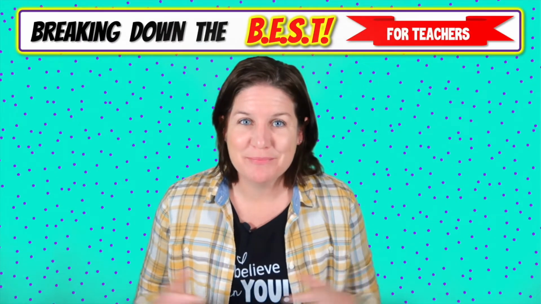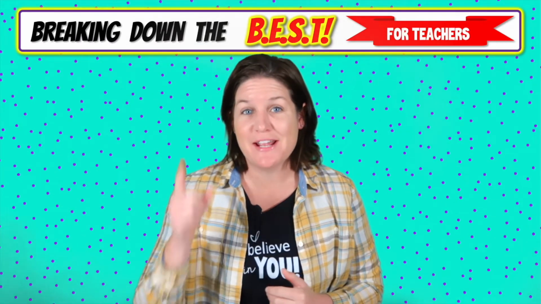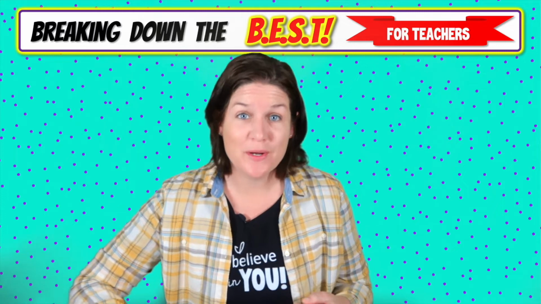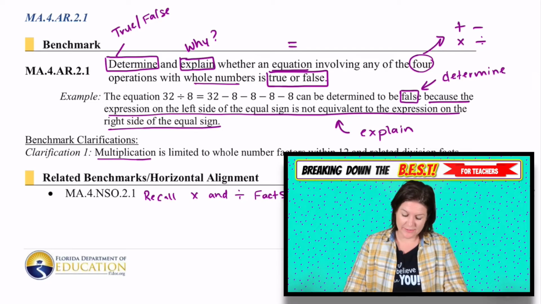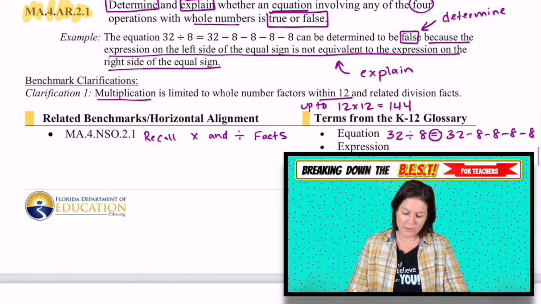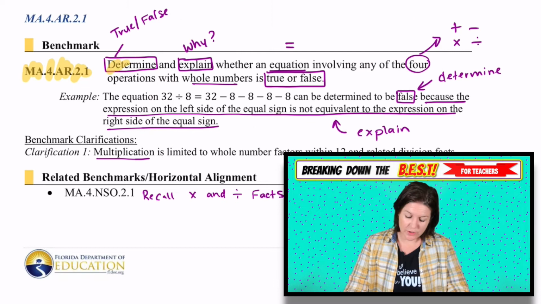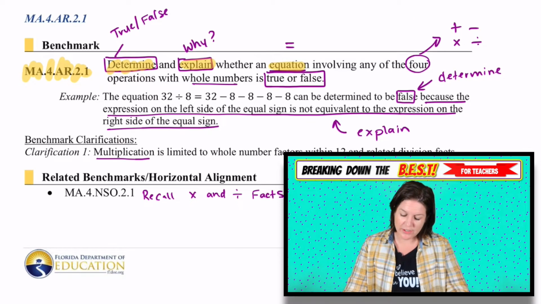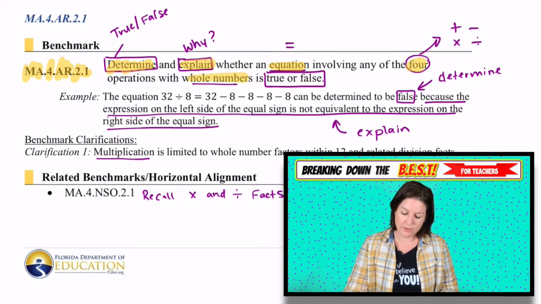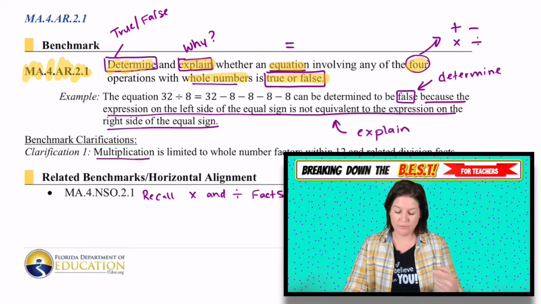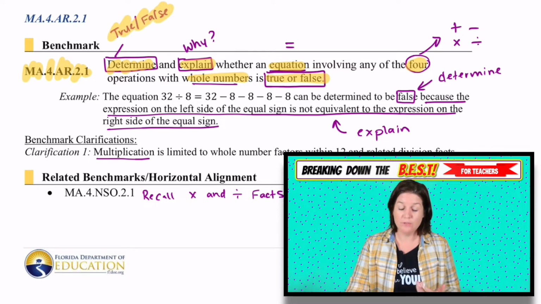What's going on, everybody? My name is Sarah McCarthy, and I am super excited that you are joining me as we break down the following standard, which is MA.4.AR.2.1. The standard says, determine and explain whether an equation involving any of the four operations with whole numbers is true or false. So in this case, determining means, is it true or false?